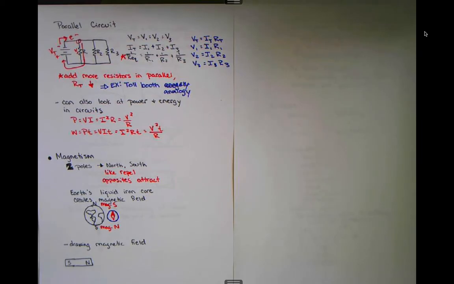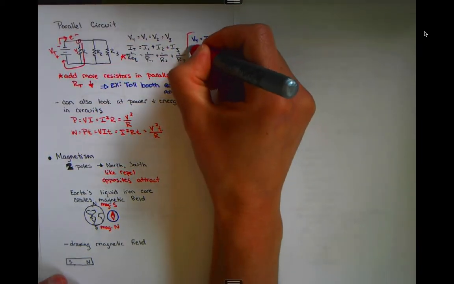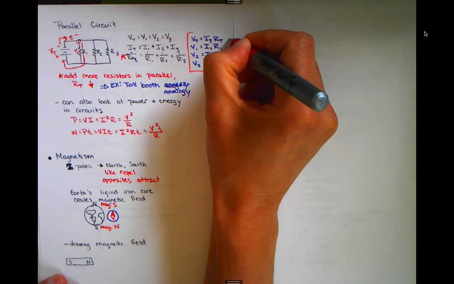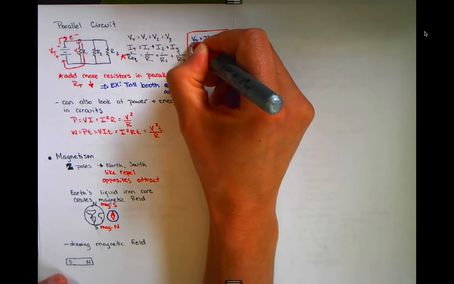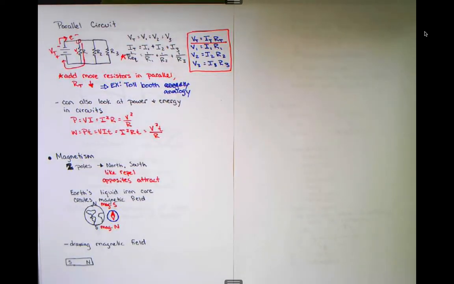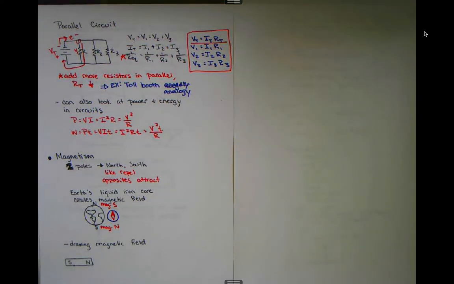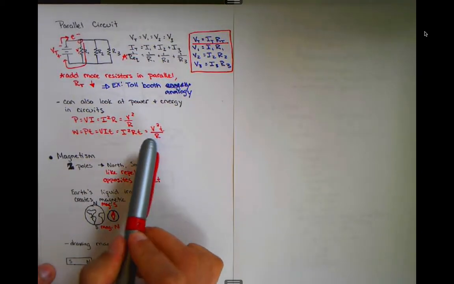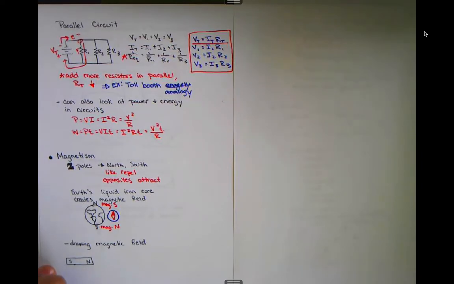Remember that we can use Ohm's law in a series or a parallel circuit for the circuit as a whole, or for each individual device. So V total equals I total times R total, or V1 equals I1 times R1, and so on and so forth. And then we briefly looked at power and energy in circuits, and those equations are on your reference table.